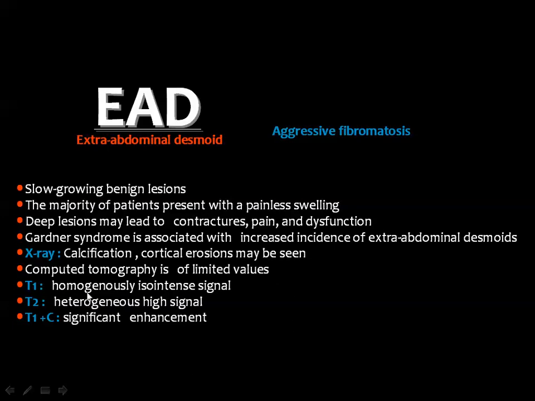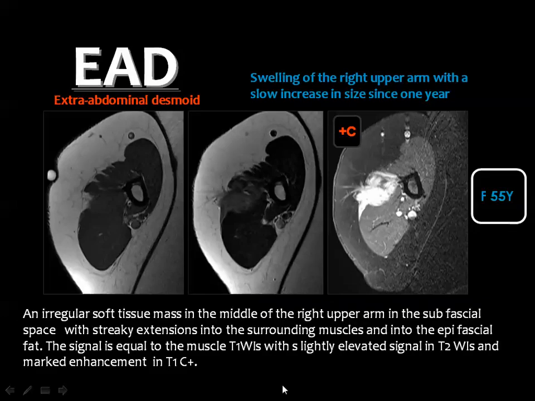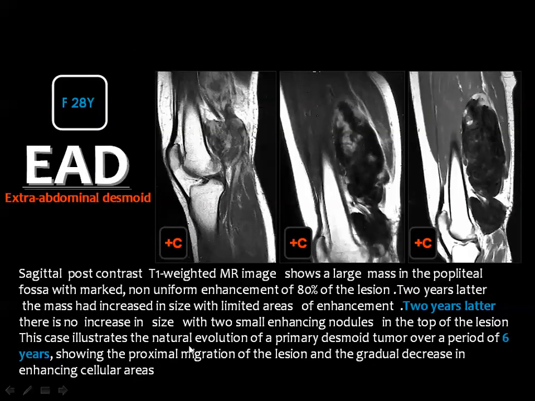It will show a homogeneously iso-intense signal in the T1, high signal in the T2, and a significant contrast enhancement, which are, of course, non-specific findings seen in many of the soft tissue tumors. So the T1, you see the lesion in the T2 and significant post-contrast enhancement.